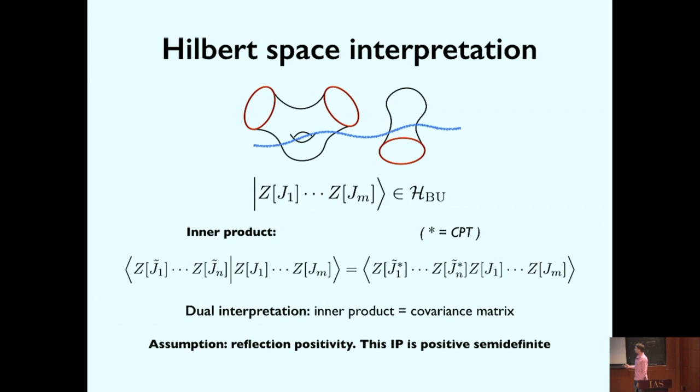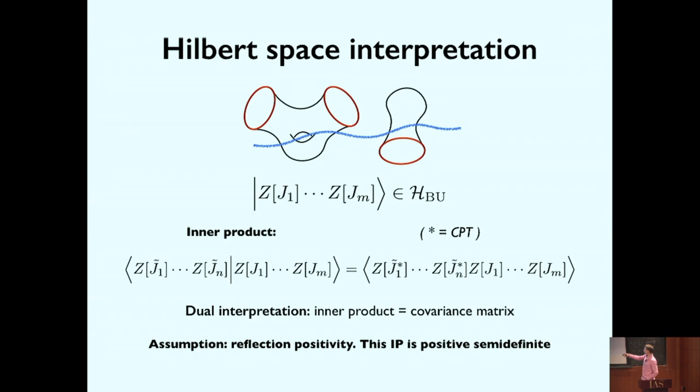But these states, they're of course not orthogonal. We know what the inner product should be. You just take the bra and the ket, and the amplitude is the inner product of the bra and the ket. There's a star for CPT conjugation. This is not very important, but this is the definition of the inner product.